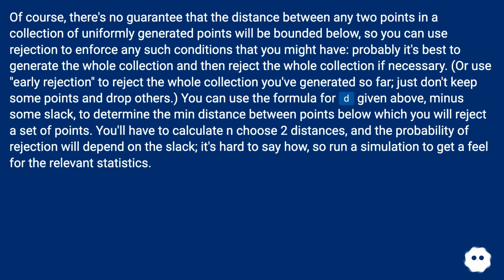You can use the formula for d given above, minus some slack, to determine the minimum distance between points below which you will reject a set of points. You'll have to calculate n choose 2 distances, and the probability of rejection will depend on the slack. It's hard to say how, so run a simulation to get a feel for the relevant statistics.